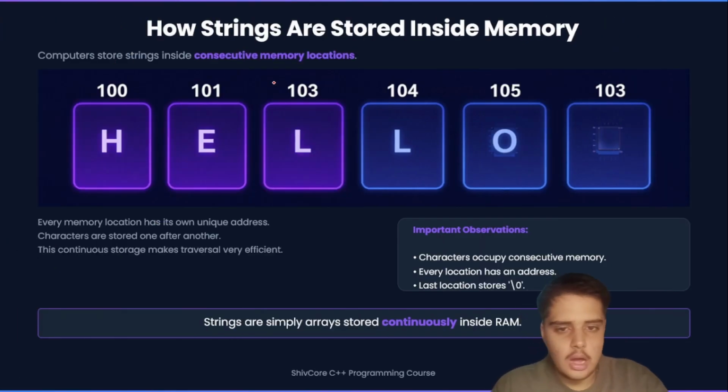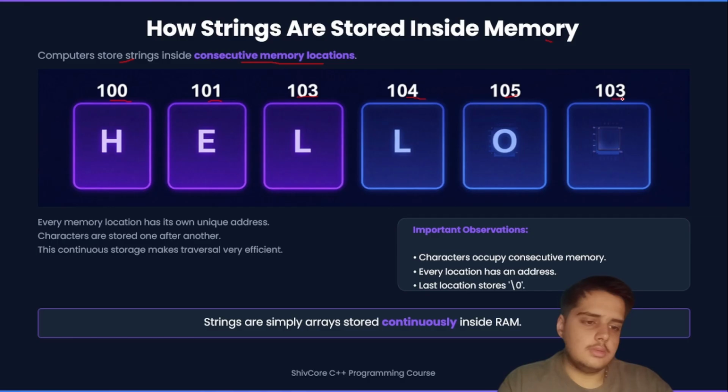Coming next, how strings are stored inside memory. Computers store strings inside consecutive memory locations, and every memory location has its own unique address. If H is at 100, E is 101, then L doesn't need to be at 102 only, it is at 103. Everyone has its own unique address. Similarly here also.